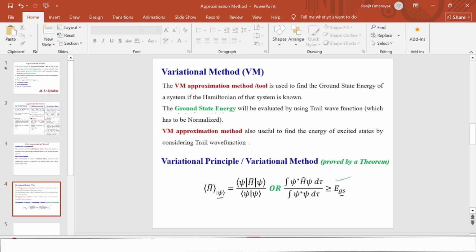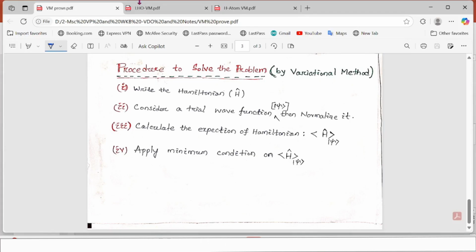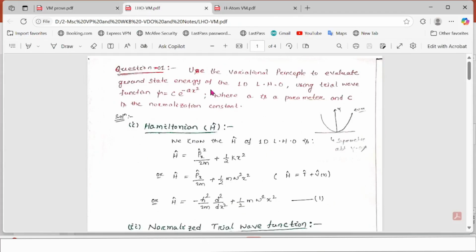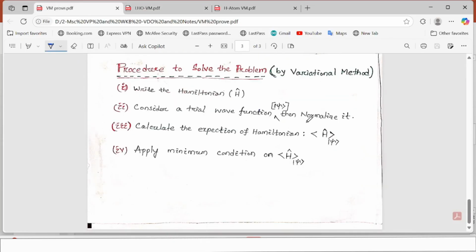Last class we discussed this question: use the variational principle to evaluate the ground state energy of a 1D linear harmonic oscillator. Here the trial wave function is given as c e to the minus ax square. To solve this question, we followed this procedure, 4 steps.